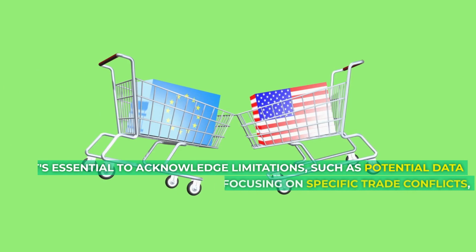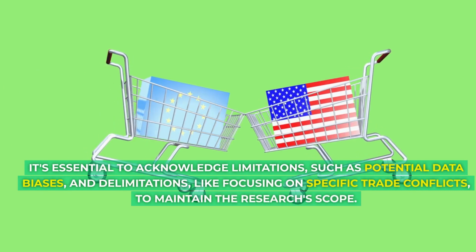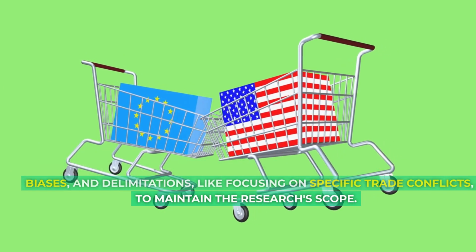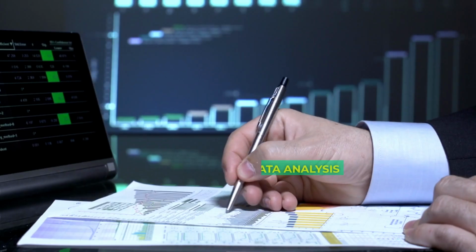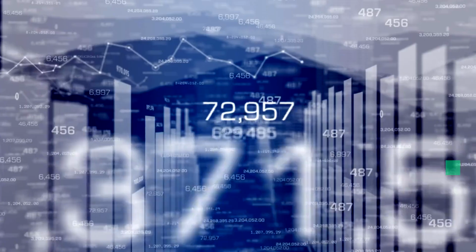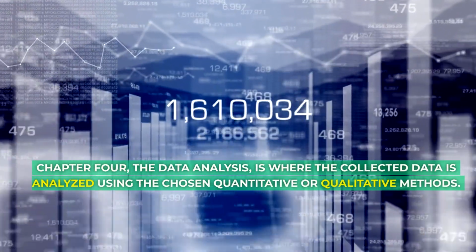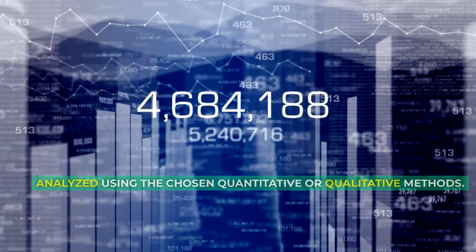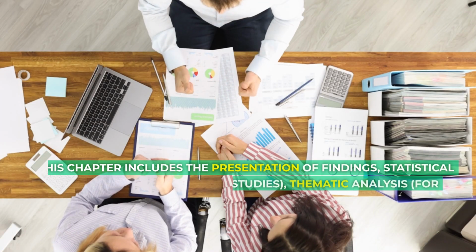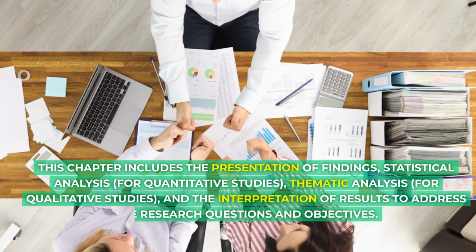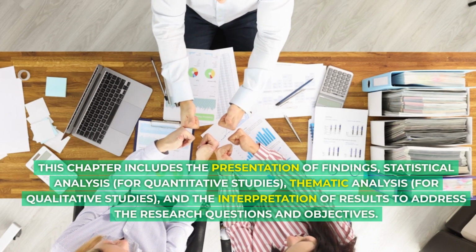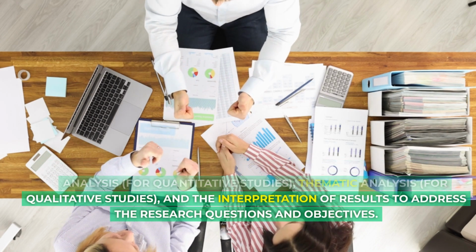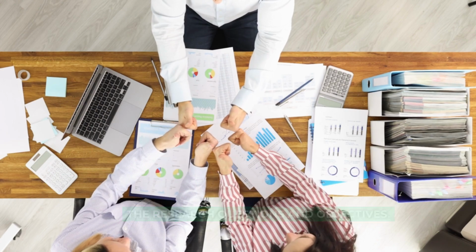Limitations and delimitations. It's essential to acknowledge limitations, such as potential data biases, and delimitations, like focusing on specific trade conflicts, to maintain the research's scope. Chapter 4, Data Analysis. Chapter 4, the data analysis, is where the collected data is analyzed using the chosen quantitative or qualitative methods. This chapter includes the presentation of findings, statistical analysis for quantitative studies, thematic analysis for qualitative studies, and the interpretation of results to address the research questions and objectives.